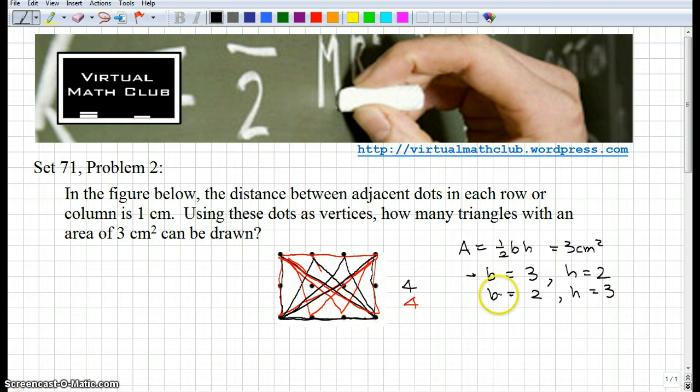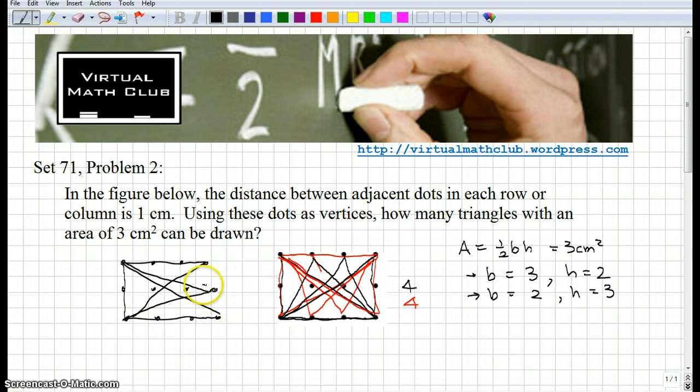Alright, now let's look at the case where we have a base of 2 and a height of 3. Well, we've got the same matrix of dots. I'm just going to redraw it over here. And let's take this to be the base. And then we could take this distance along here to be the height. So we could draw a triangle there, or a triangle there, or a triangle here. Alright, but we have to be careful. Some of you may have already seen this.